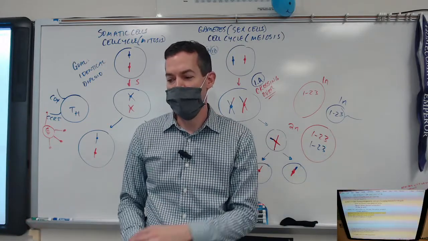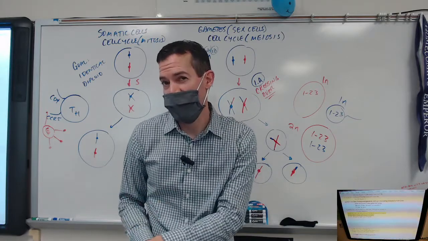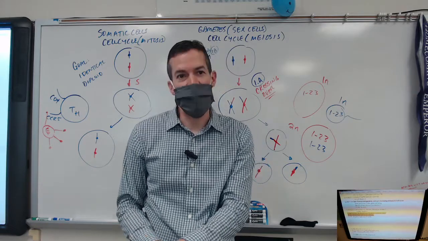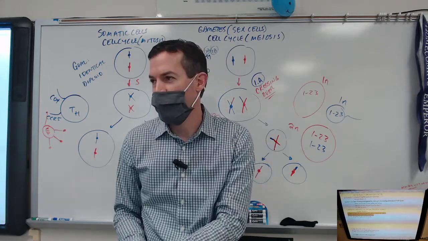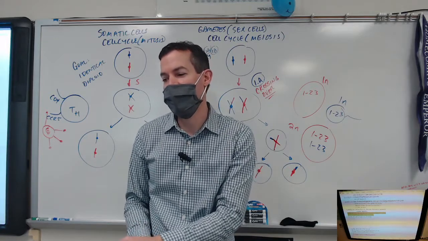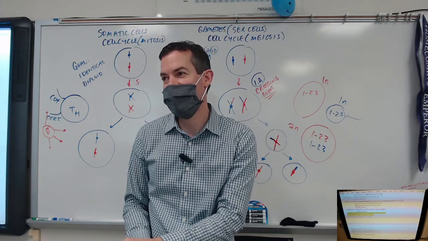So most genes sort independently. We're going to learn in the next unit, though, that that's not always true. Sometimes they stick together. For example, let's say that you have really, really dark brown or black hair. What are the odds that I can guess your eye color?